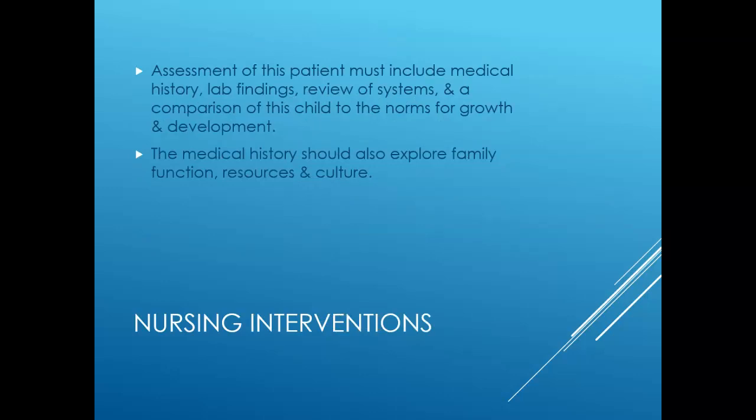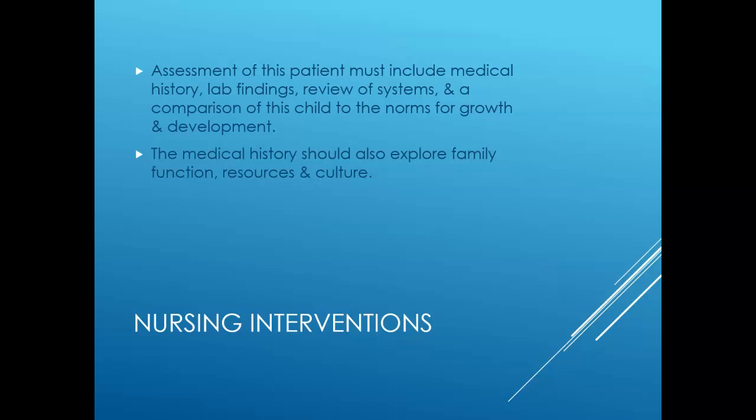What are some of your nursing interventions? Well, assessment of this patient must include medical history, lab findings, review of systems, and a comparison of this child to normal growth and development. So we have the growth and development in newborns and in children that are based on sex. It will be based on if they were born female or born male, because there are differences in size and weight and length and head circumferences and things like that. So it is specific to the sex of the child. They will do comparisons to see what the norms are for that child and see if they're keeping up with the growth and development.